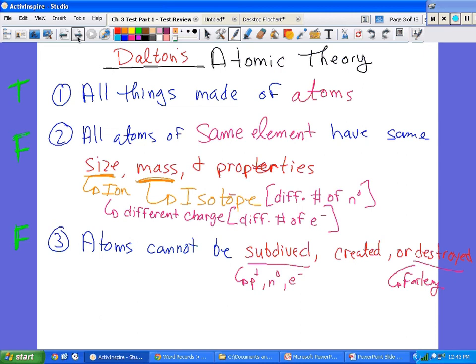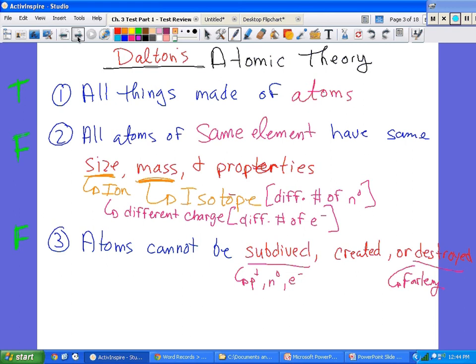So, all things are made of atoms. Is that obviously true today? Yes, we know that things are made of atoms. The second one, all atoms of the same element. Okay, the exact same element. So let's just talk about oxygen. All atoms of oxygen have the same size, same mass, and same properties. That is false.